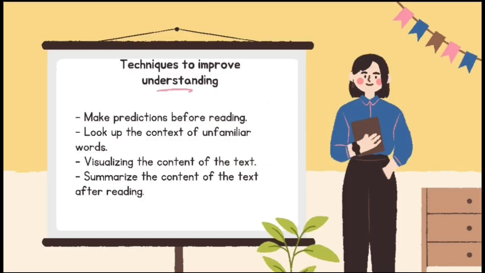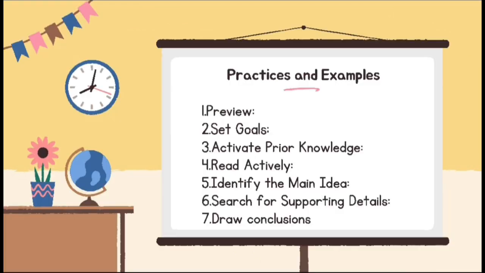Number 1. Make predictions before reading. Number 2. Look up the context of unfamiliar words. Number 3. Visualize the content of the text. Number 4. Summarize the content of the text after reading.